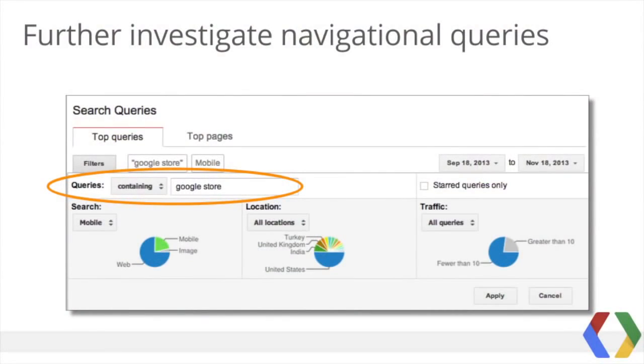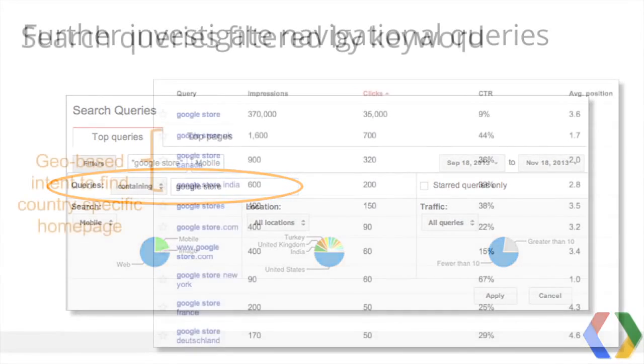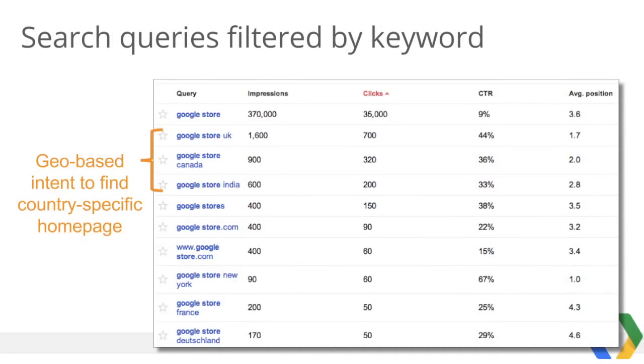Let's further investigate the navigational Google Store queries to see if we can get an idea of why mobile searchers want the homepage. This may be especially useful since we already noticed our homepage has over 50% drop-off. Still in the Search Queries feature, filter queries containing Google Store and keep the search restricted to mobile. The filtered results show geo-based intent to find country-specific homepages.